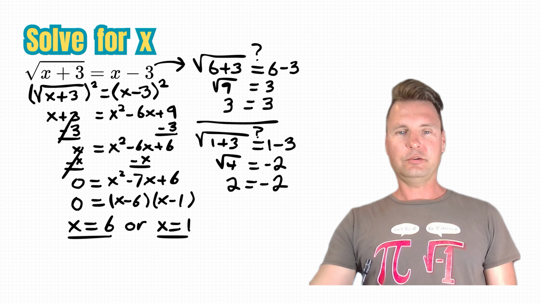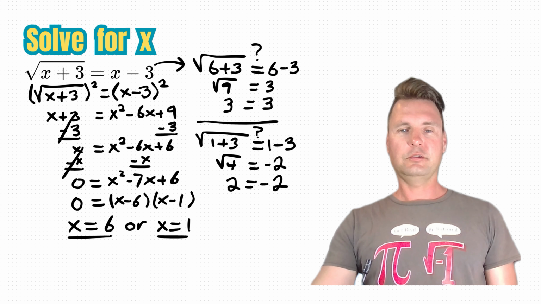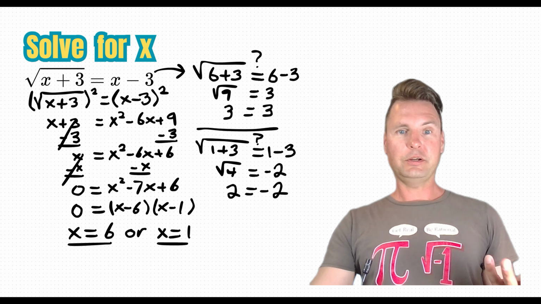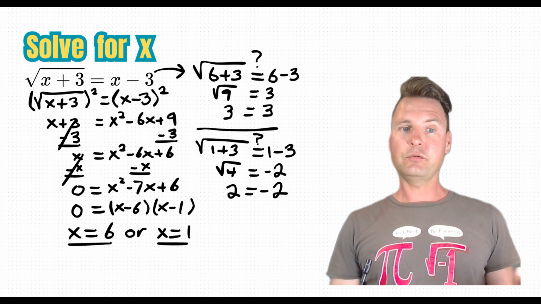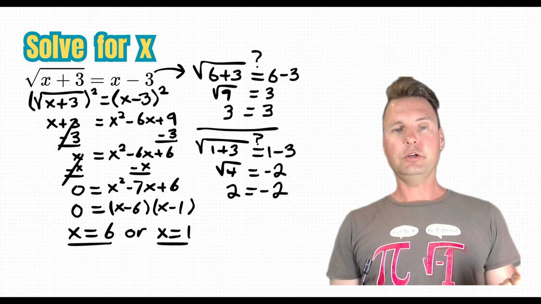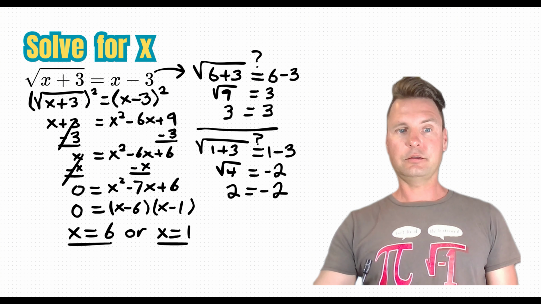So here's why that happened. When we square both sides, both negative 2 squared and 2 squared give you 4. Squaring erased the difference between positive and negative, and that's how we introduced an extraneous solution. This is why we always check the answer at the end.